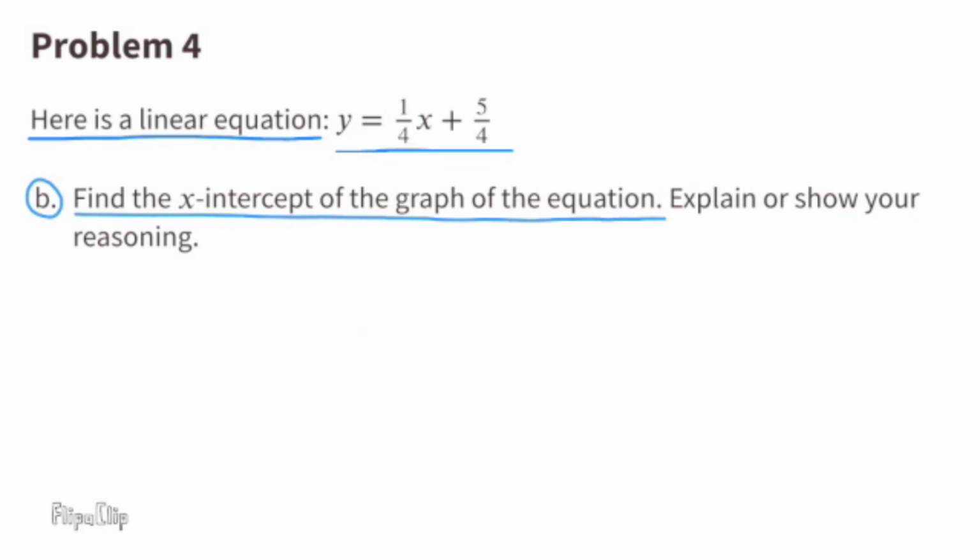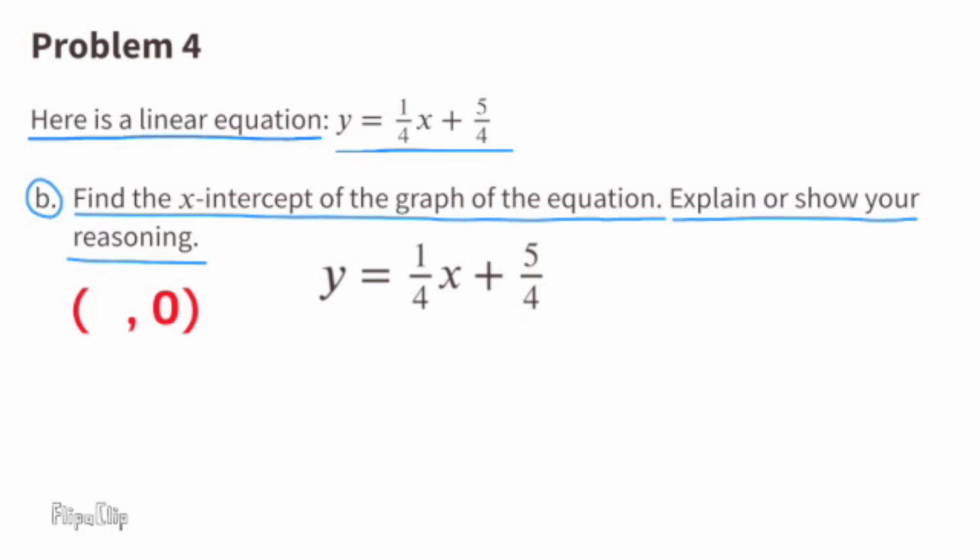B. Find the x-intercept of the graph of the equation. Explain or show your reasoning. To find the x-intercept of the graph, the y value would have to be 0. So let's substitute the y with a 0. To get the x by itself, we'll have to subtract 5/4 from both sides. 5/4 minus 5/4 and 0 minus 5/4. 5/4 minus 5/4 is 0.